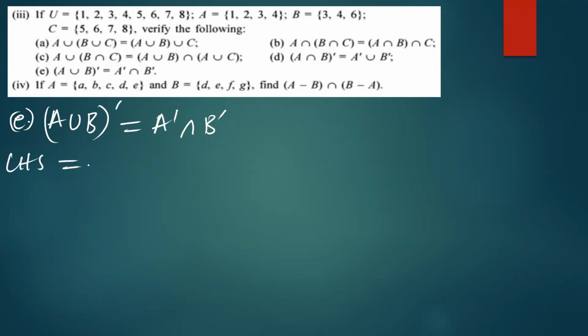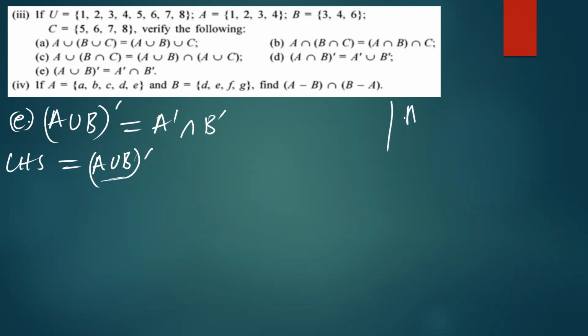So the left-hand side is the complement of A union B, with the complement outside the brackets. So this is the left-hand side. How do we solve this? We first have to deal with what is in the brackets. We first find A union B, and then we find the complement of the answer.